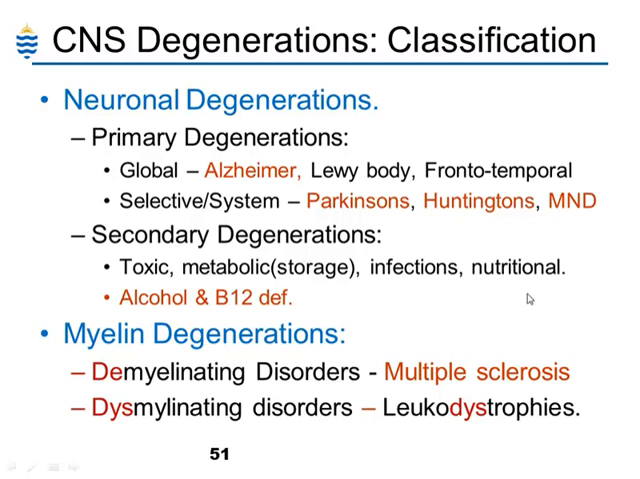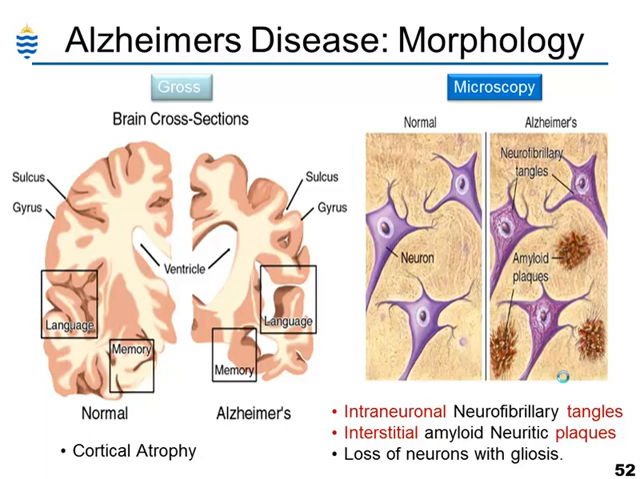Secondary degeneration: infections, mad cow disease, prion disease, alcohol, B12. Myelin degenerations: multiple sclerosis. The major one, Alzheimer's. Total summary is loss of brain tissue with compensatory dilatation of ventricles and sulci.